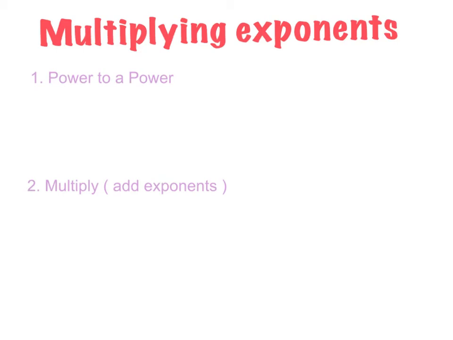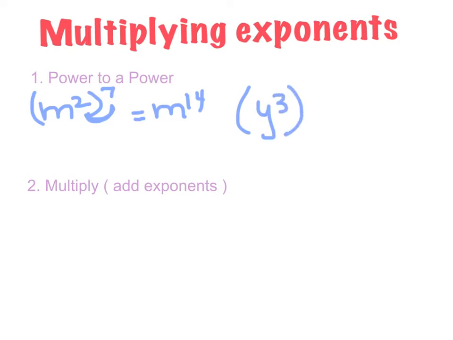There are two types of multiplication when it comes to multiplying exponents. The first type of multiplication with exponents is raising a power to a power. For example, if we have m squared raised to the 7th power, you have to multiply the two exponents together and you get m to the 14th power. Another example would be y to the 3rd raised to the 5th power. You multiply the 3 and the 5 and you get y to the 15th power.